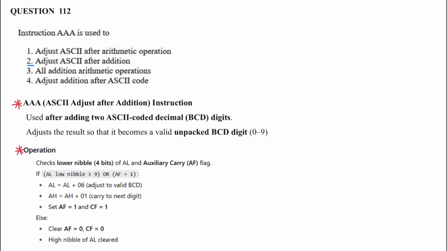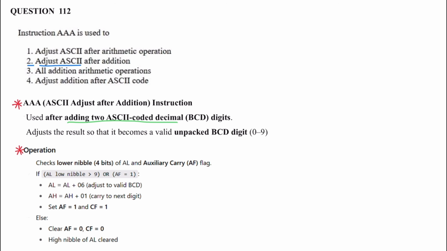Question number 112. The instruction AAA is used to ASCII adjust after addition. So the correct answer is option 2. This AAA instruction is used for adding two ASCII coded decimal digits. It adjusts the result so that it becomes a valid unpacked BCD.